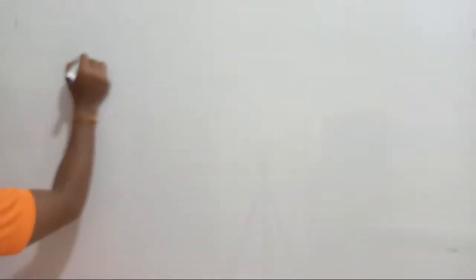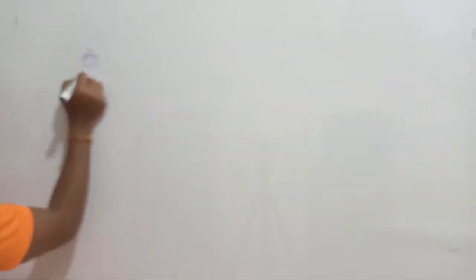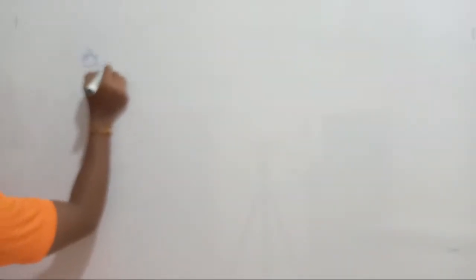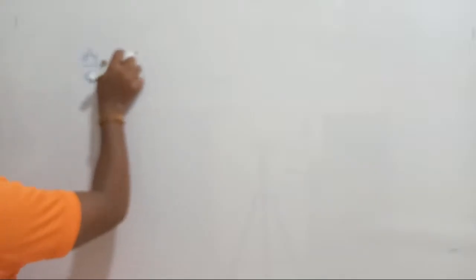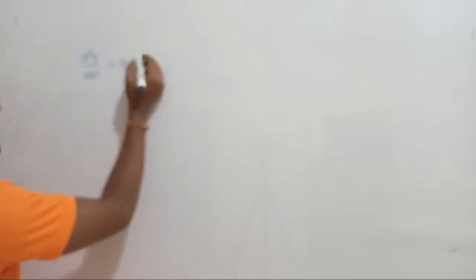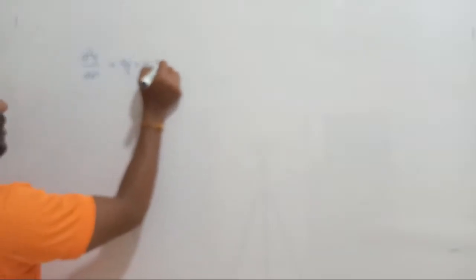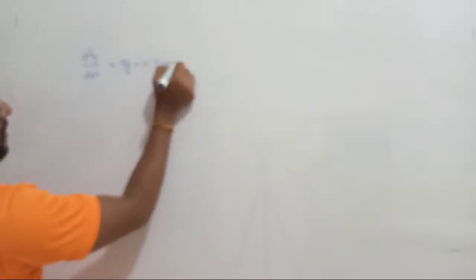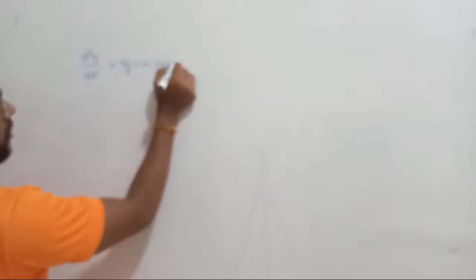What do we consider now? d square y upon dx square plus 9y equal to, let us consider 10 into sine 3x. This is the given function. Now we have to find out the solution for this one.